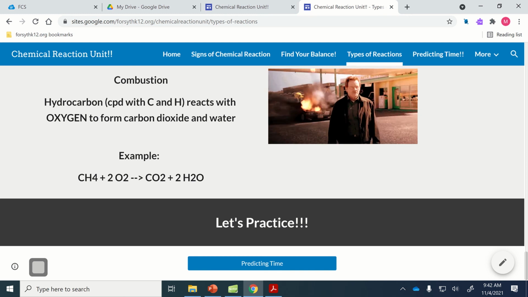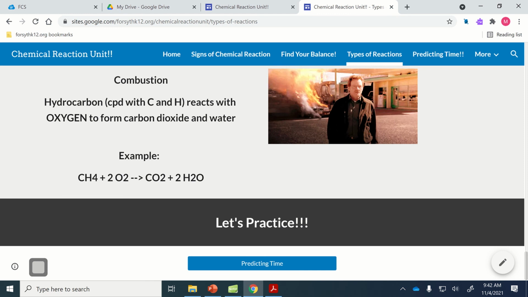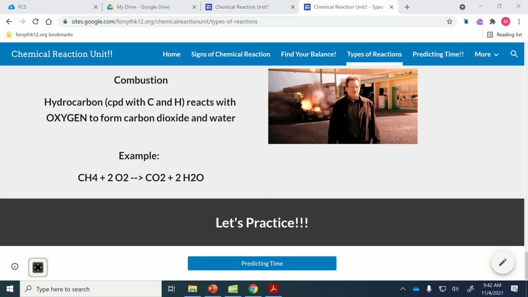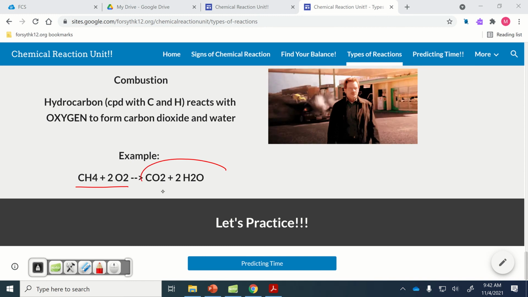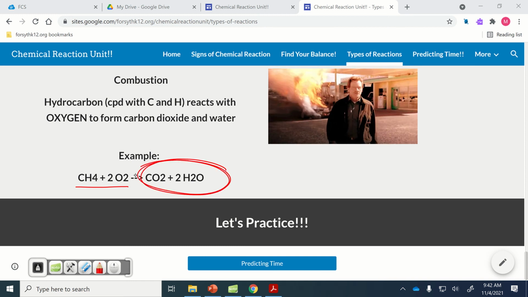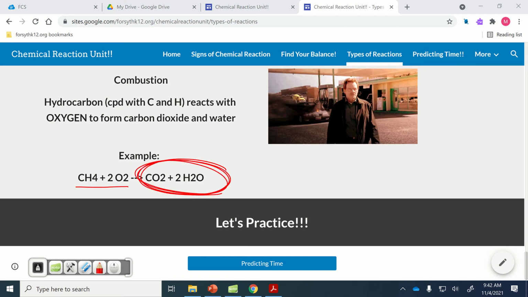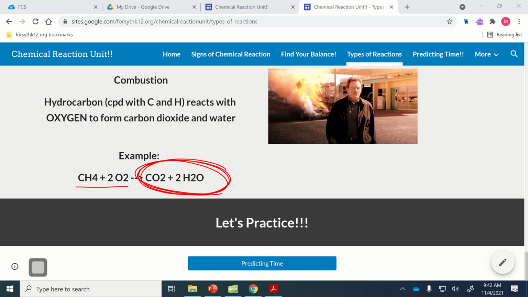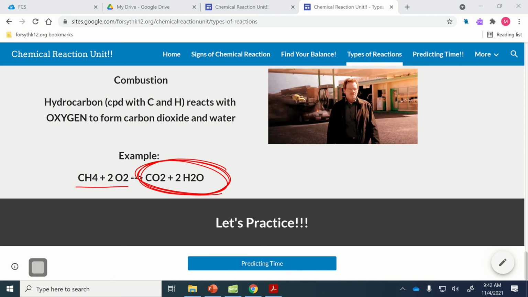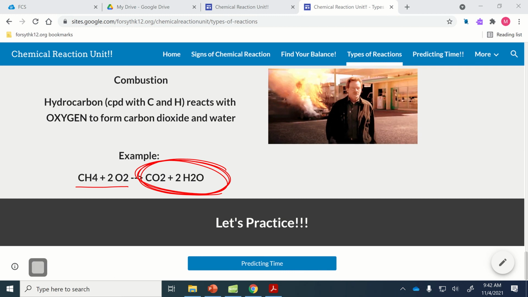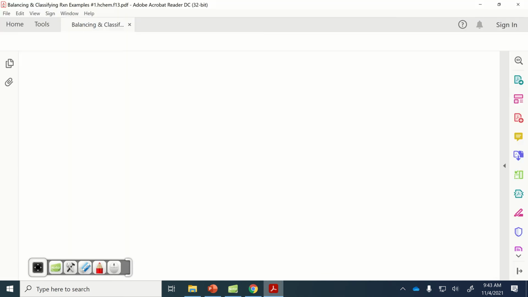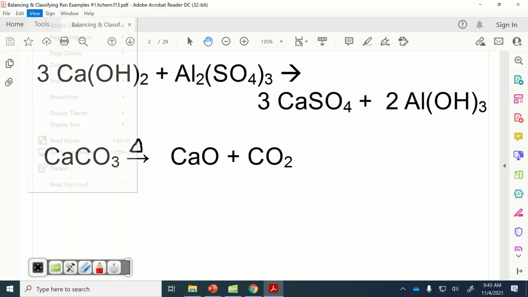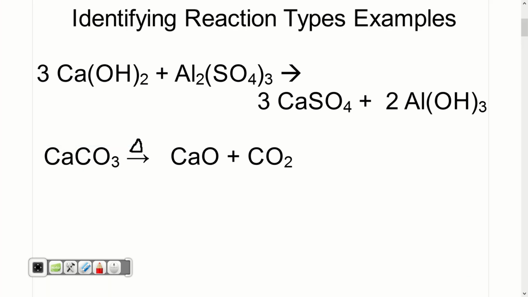But the nice thing about combustion is you already know what the two products are always going to be. When you have a hydrocarbon reacting with oxygen, we always form carbon dioxide and water if you are predicting the product. And you can see that's our next thing. That'll be our next video. So let's take some time to look at some reactions and see if we can identify some of them. This generally goes fairly quickly.